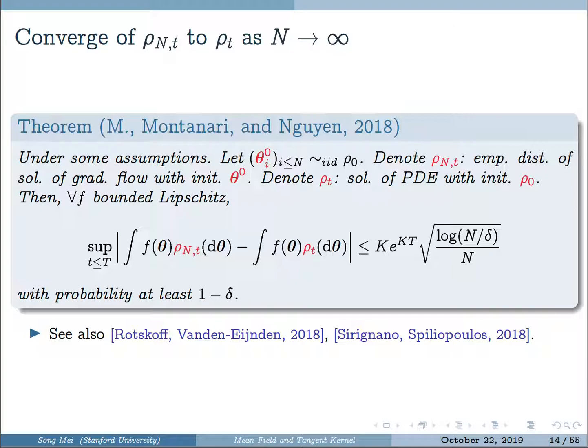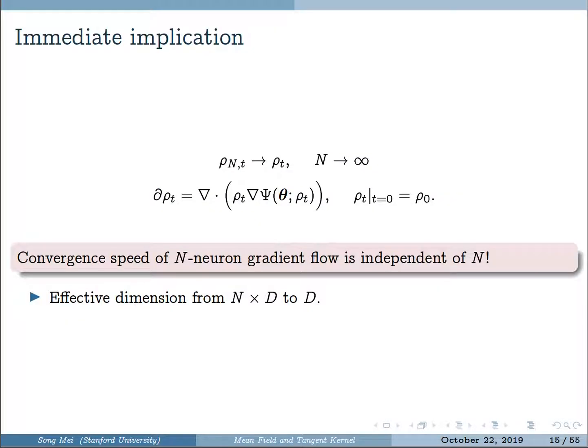And this result immediately gives us an interesting implication, which means that as the number of neurons goes to infinity, we have a fixed limit. We have a fixed scaling limit. That means the convergence speed of the n-neuron gradient flow is actually independent of the number of particles, as the number of particles is very large. That means we reduce the effective dimension of an optimization problem from dimension n times d to dimension d.